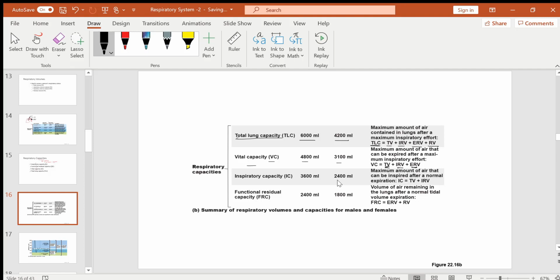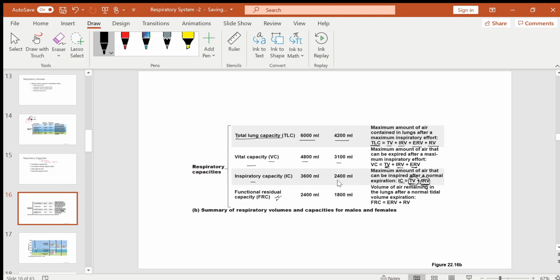Inspiratory capacity: if you add the tidal volume and the inspiratory reserve volume, that is the total amount of air you can forcefully intake, including the normal amount. Okay, so that is the inspiratory capacity. And functional residual capacity is the amount of air that remains in the lung after normal expiration, not forceful. After forceful expiration, that's the residual volume. But after normal expiration, what remains is the functional residual capacity. So those two are different.